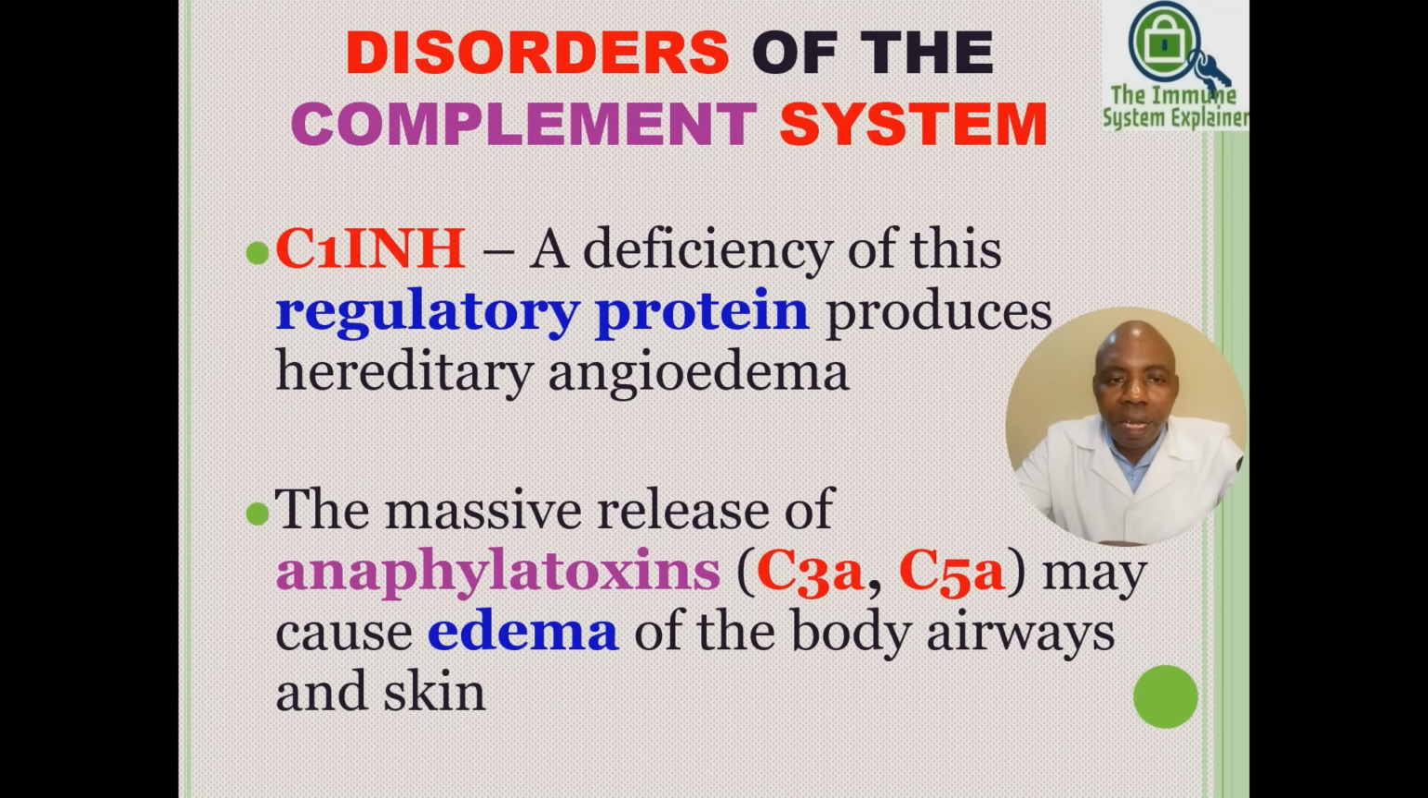Another disorder of the complement system, ladies and gentlemen, is a deficiency of C1 inhibitor. A deficiency of this regulatory protein produces hereditary angioedema, and the massive release of anaphylatoxins C3a and C5a may cause edema of the airway and the skin.